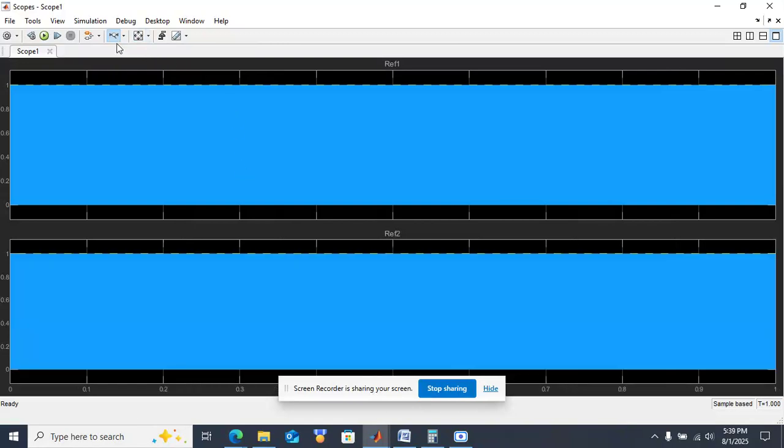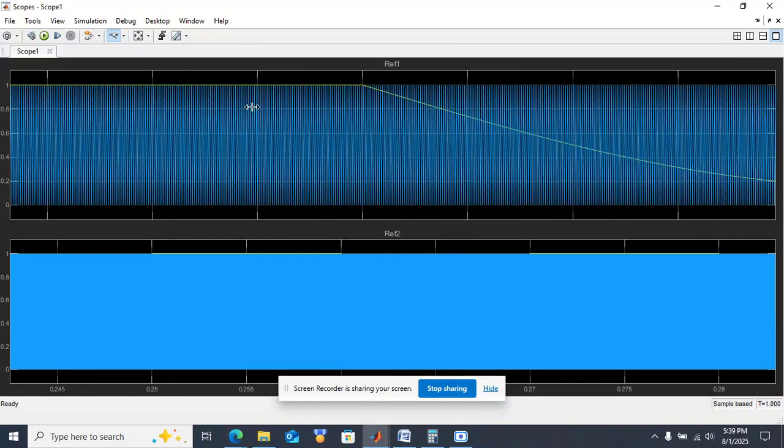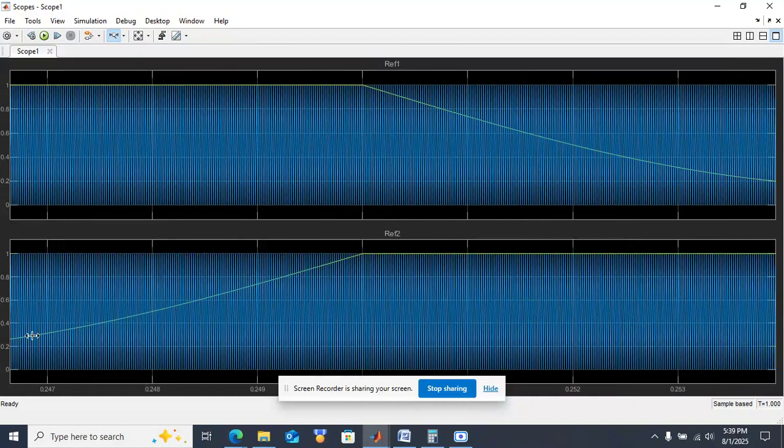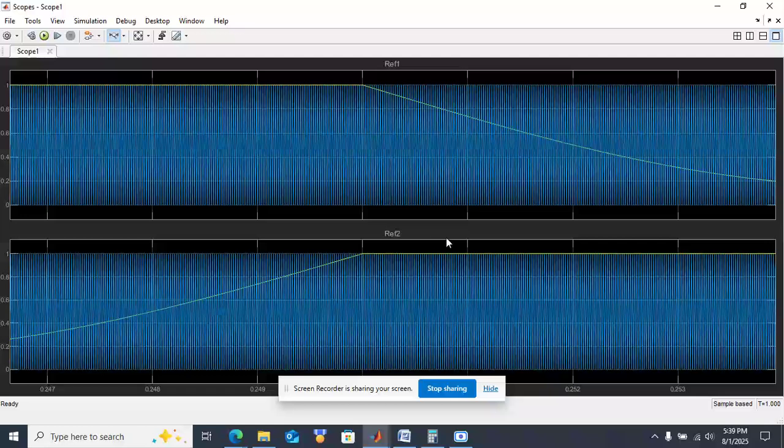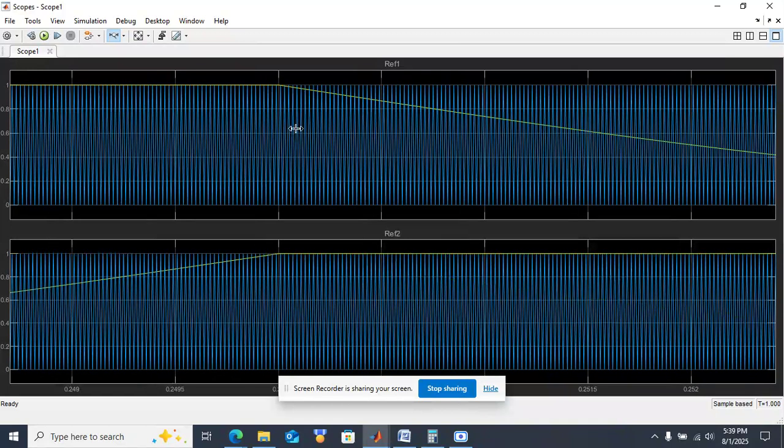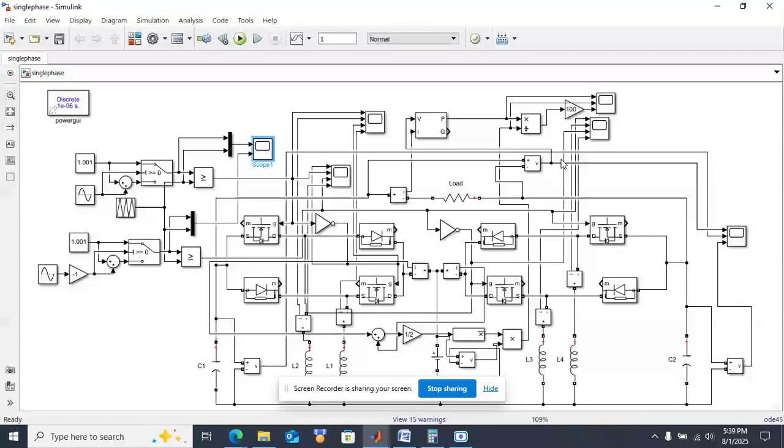These are the reference 1 and reference 2 waveforms that we are comparing. We have to modify the sine wave like this. For the positive cycle, reference 1 will be used. For the negative cycle, reference 2 will be used. We will compare the high frequency triangular waveform with this modulation signal or reference signal, and from that pulses will be generated and provided to the corresponding switches S1 and S2, S3 and S4.